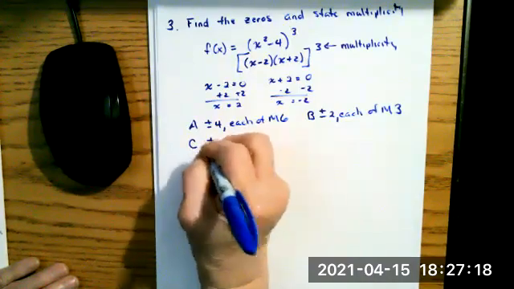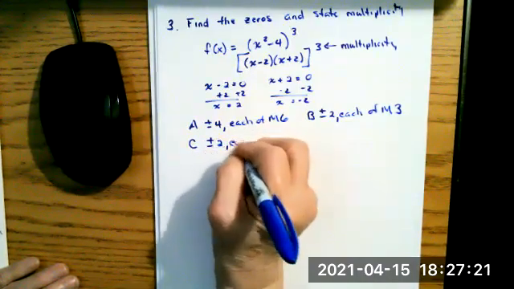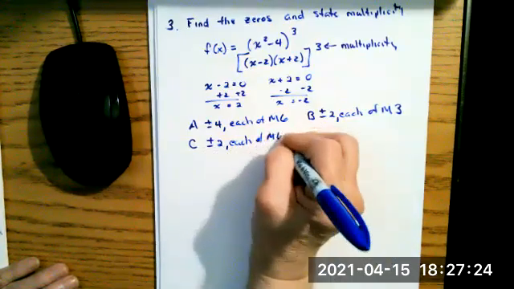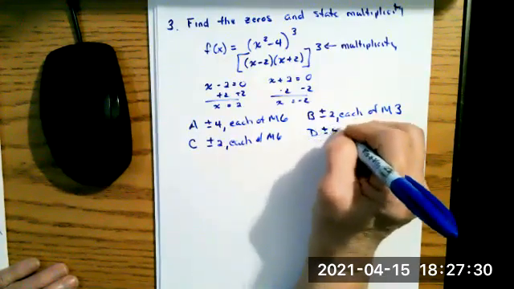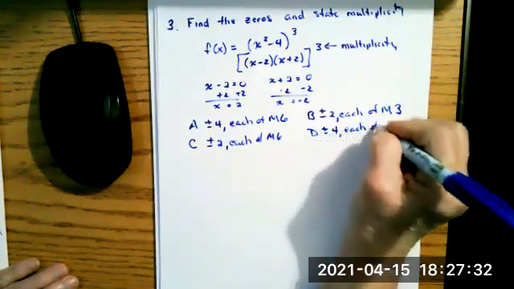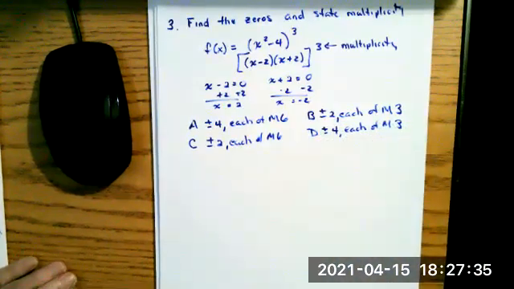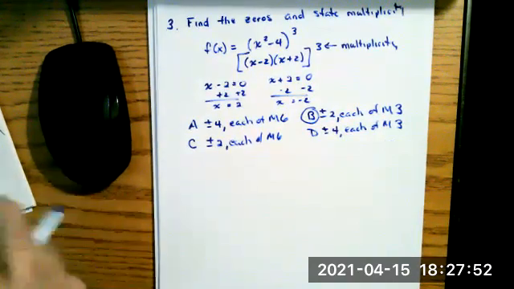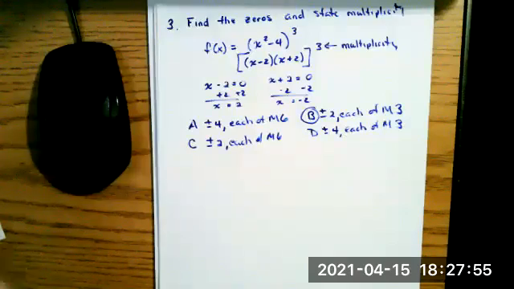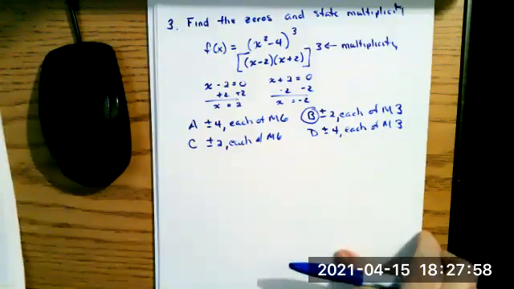C is plus or minus 2, each of multiplicity 6. And D is plus or minus 4, each of multiplicity 3. So which answer do we want? B. That's the one we want. That gives us the 2 and the negative 2, and our multiplicity is 3. Any questions on that? Okay. Let's go to the next one.